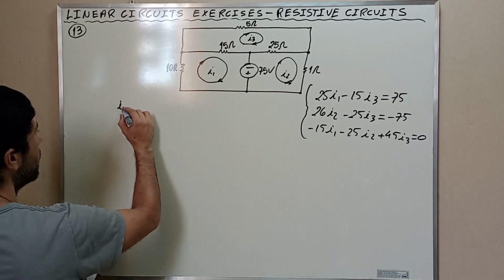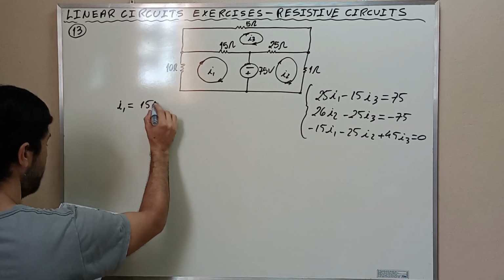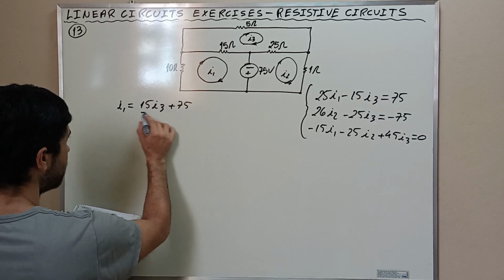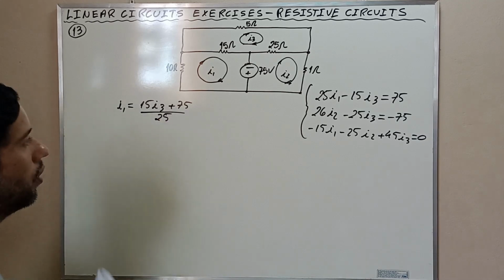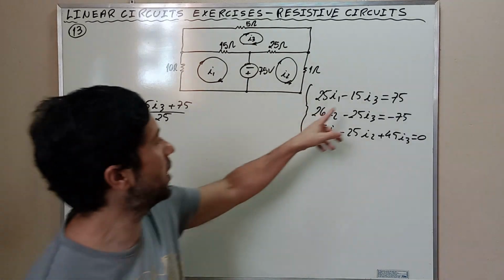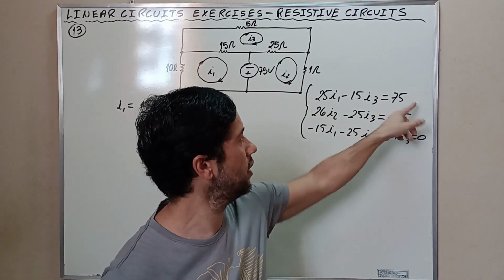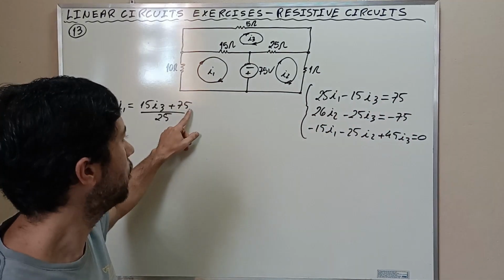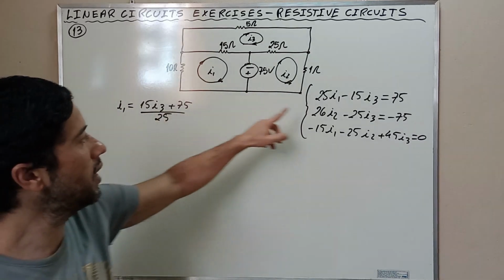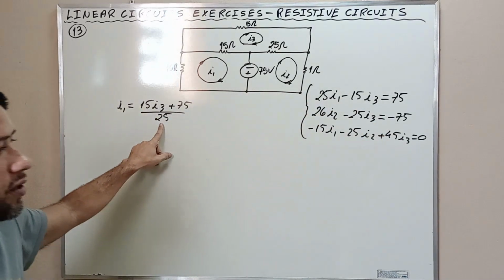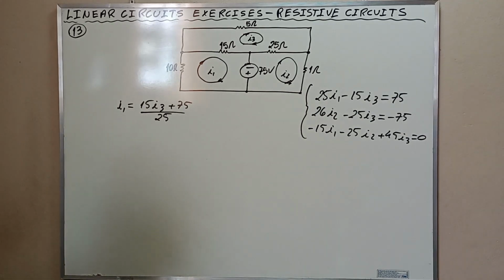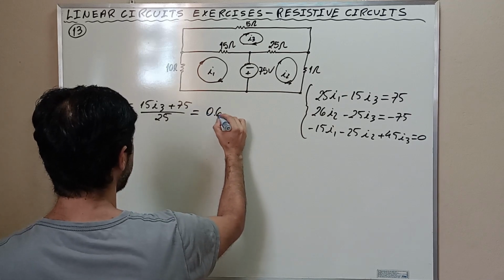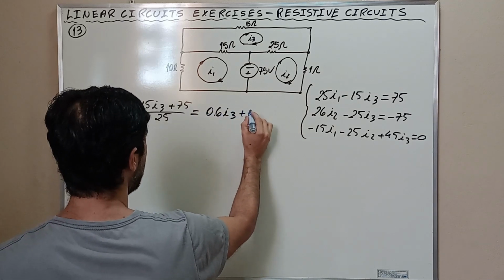I1 is equal to 15 times I3 plus 75 divided by 25. Okay? What did I do? I passed this to this side, okay? Negative 15 I3, I passed to the other side. It became 75 plus 15 times I3. And this 25 I passed divided to the other side and it became this. Okay, and if we divide, we find that I1 is equal to 0.6 times I3 plus 3.